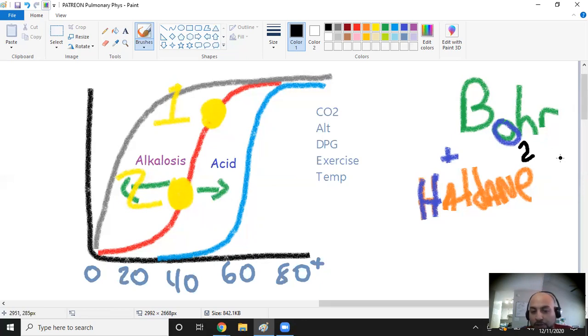Now, again, what causes right shift? I'm sure we've seen this in previous videos. It's CADET, C-A-D-E-T. They all cause right shift. An increase in CO2, altitude, DPG, exercise, or temperature, which all of this eventually causes an acidotic environment. Again, will all lead to a desaturation and therefore a right shift. So what causes left shift? The opposite. So if an arrow going up causes right shift, you just decrease it, right, and that'll cause a left shift.